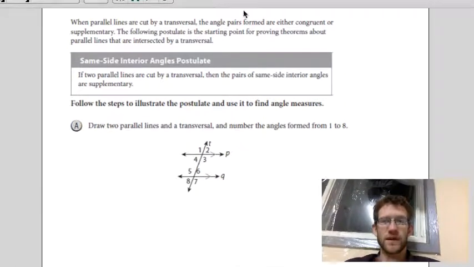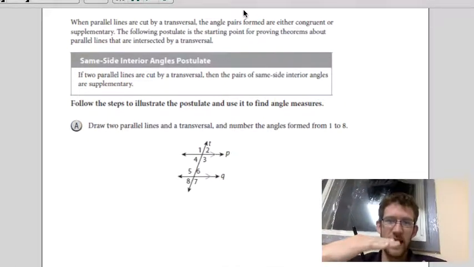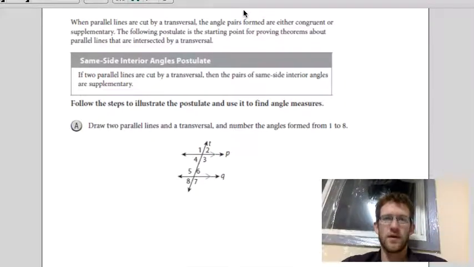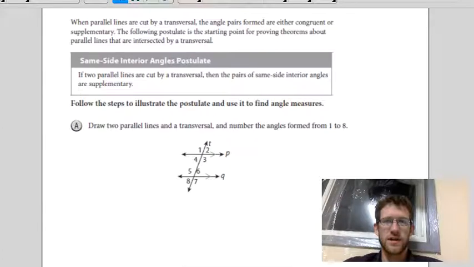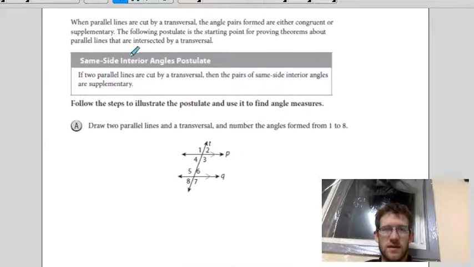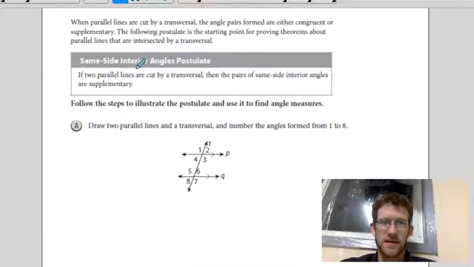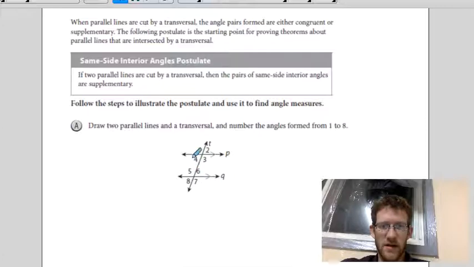Okay, so this brings us to the specific case of if we are cutting parallel lines with a transversal. So from now on, we're just going to deal with the fact that we have parallel lines being cut by a transversal. And that brings us to the same side interior angle postulate. And this postulate states the following. It says if two parallel lines are cut by a transversal, so here's our parallel lines, P and Q, and here's our transversal T. It says then pairs of same side interior angles.